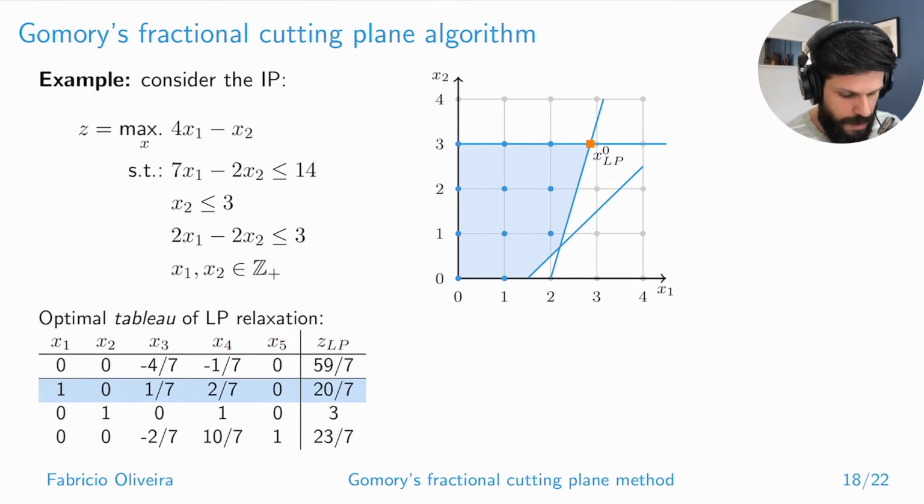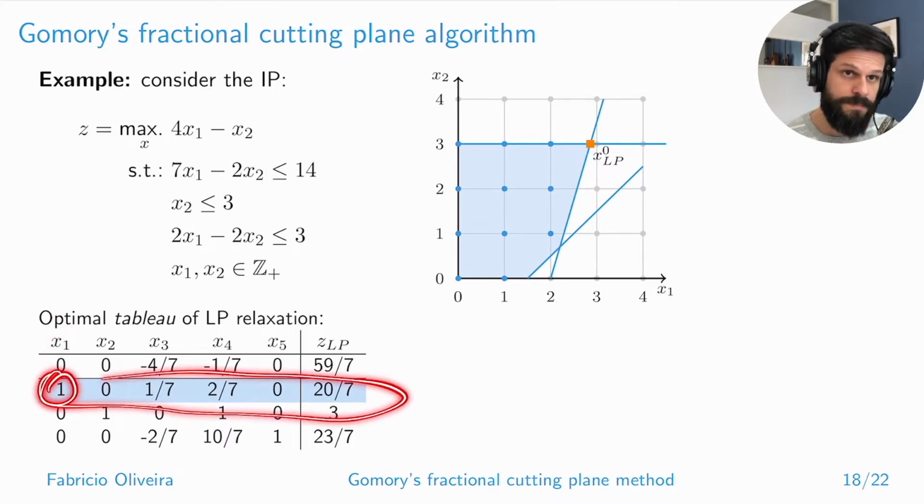When I solved the LP relaxation, I found x1 = 20/7, x2 = 3, and x5 = 23/7. By the way, you can see that I removed this column. One, because I needed space, and two, because now we're grown up enough to know that this row is going to be associated with this variable, because this is the coefficient 1 associated with the basic variable. So that's the basic variable written right here.